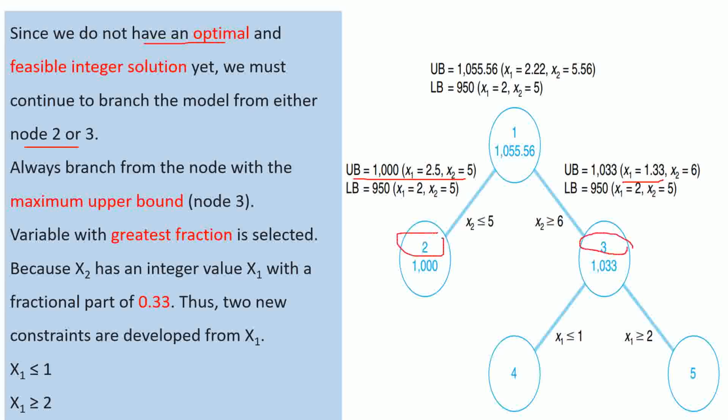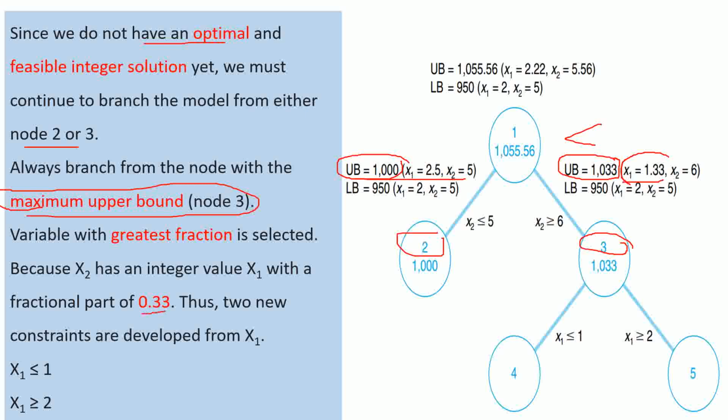To choose between node 2 and node 3, always branch from the node with the maximum upper bound. Where is the maximum upper bound? As you see, let's compare 1033 with 1000. 1033 is greater than 1000. So let's start from node 3. The variable with the greatest fraction is selected. As you see, it is obvious: x1 equals 1.33, where x2 is an integer. So x1 equals 1.33 is selected with the greatest fractional part.